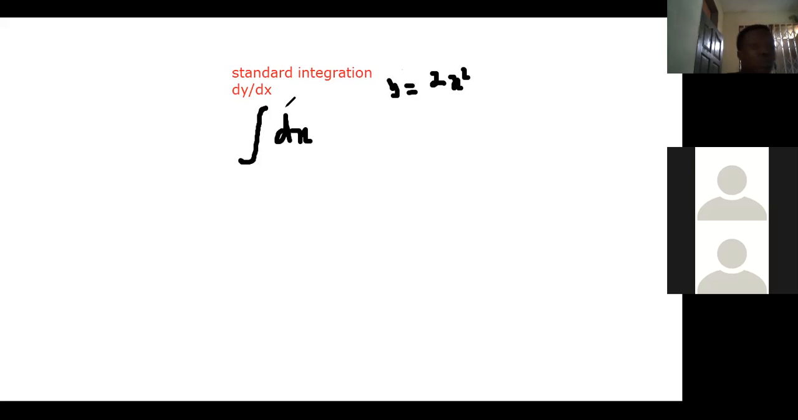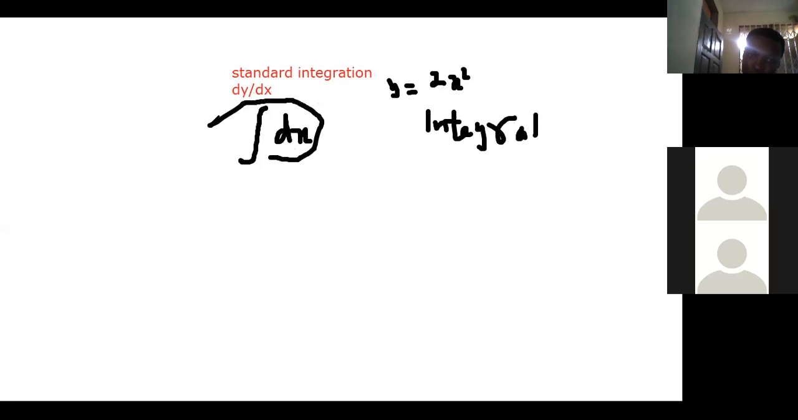Now, when we are integrating, this symbol shows that we are integrating. We call it the integral sign, anyhow you want to say it, the summation. Then you add the dx, the integral sign and the dx. The dx means that we are integrating with respect to x. When we see this, then we know we are talking about integration. So this means we are integrating.